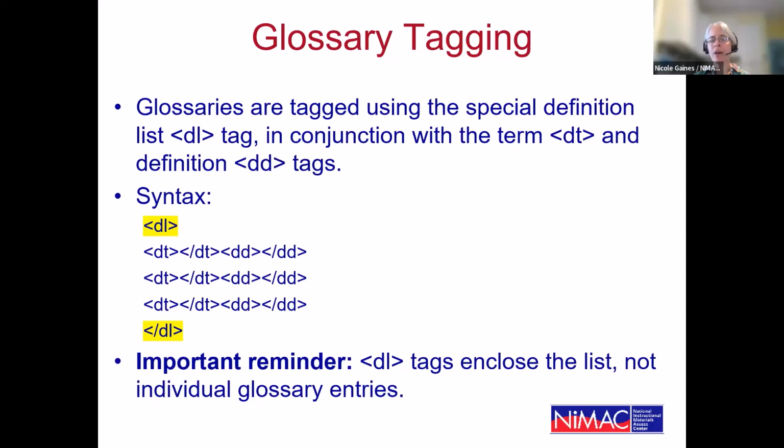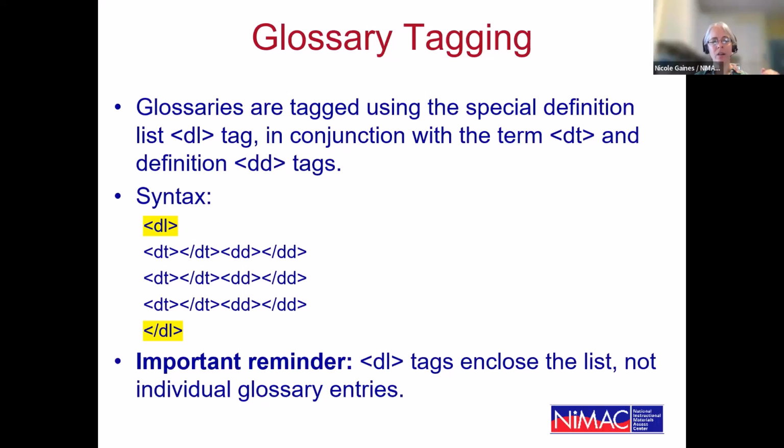Now we're going to circle back around and talk for a minute about glossary tagging. Again, the glossaries are a special kind of list that have their own tags in the DAISY specification. The definition list is wrapped in a DL tag and is used in conjunction with DT for definition term and DD for definition tags. And that's kind of the way that it's structured. There's just a really, really simple example here.